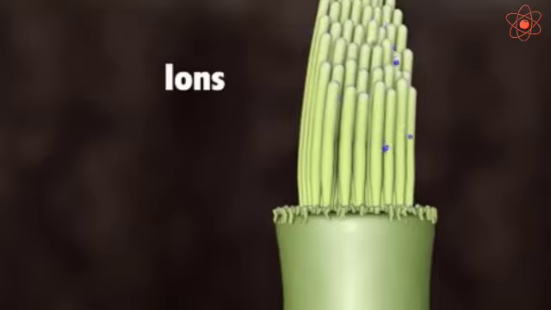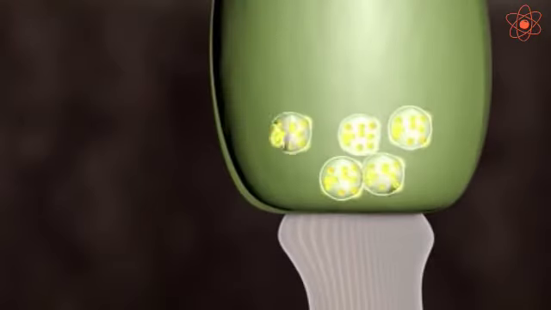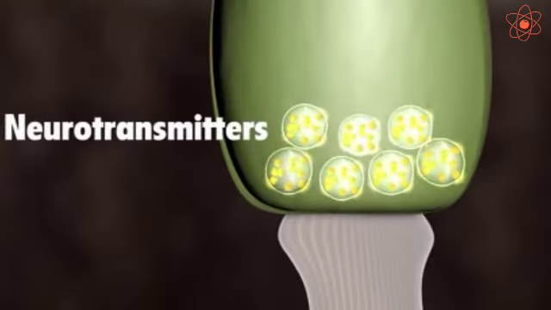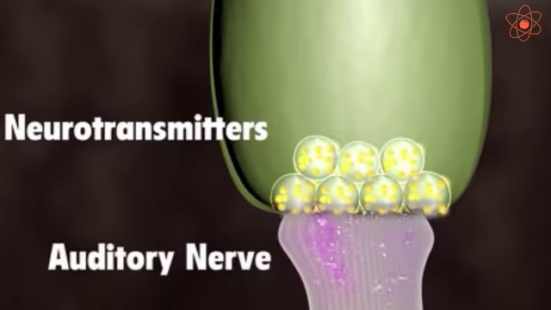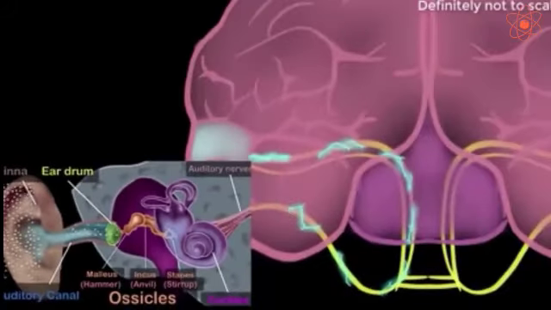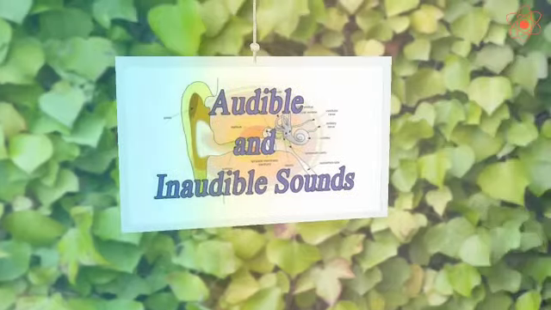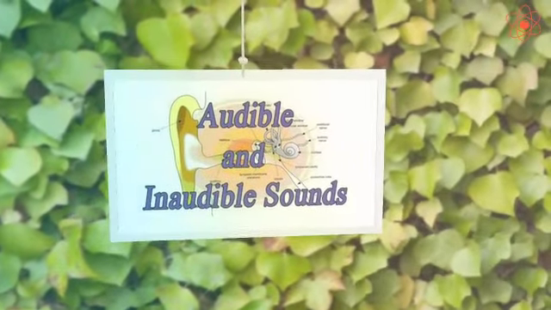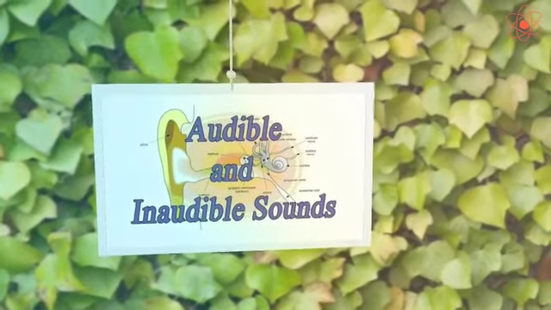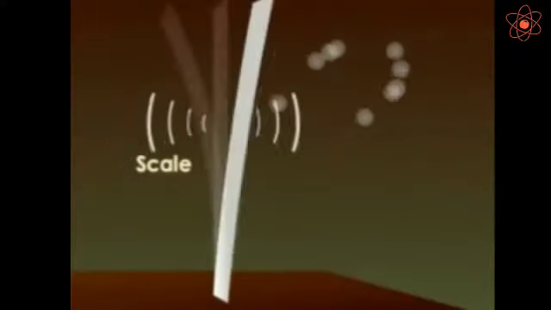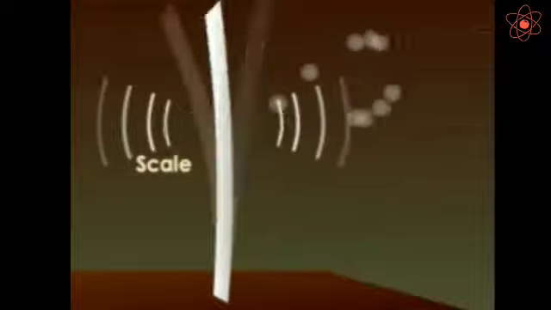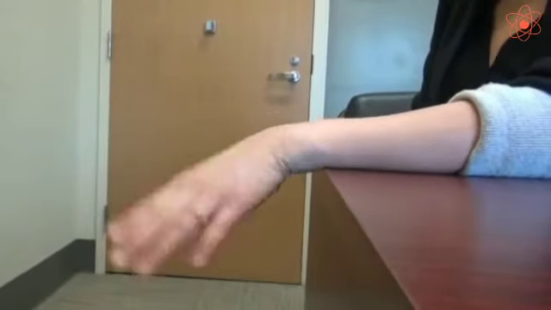The sensitive hair cells convert vibrations into nerve impulses and send them through sensory neurons to the auditory nerve that connects inner ear to the brain. Brain converts these nerve impulses into specific sounds. Now let us understand, what do you mean by audible and inaudible sounds? You have learnt that a vibrating object produces sound. But when you vibrate your hand forward and backward, you do not hear any sound.